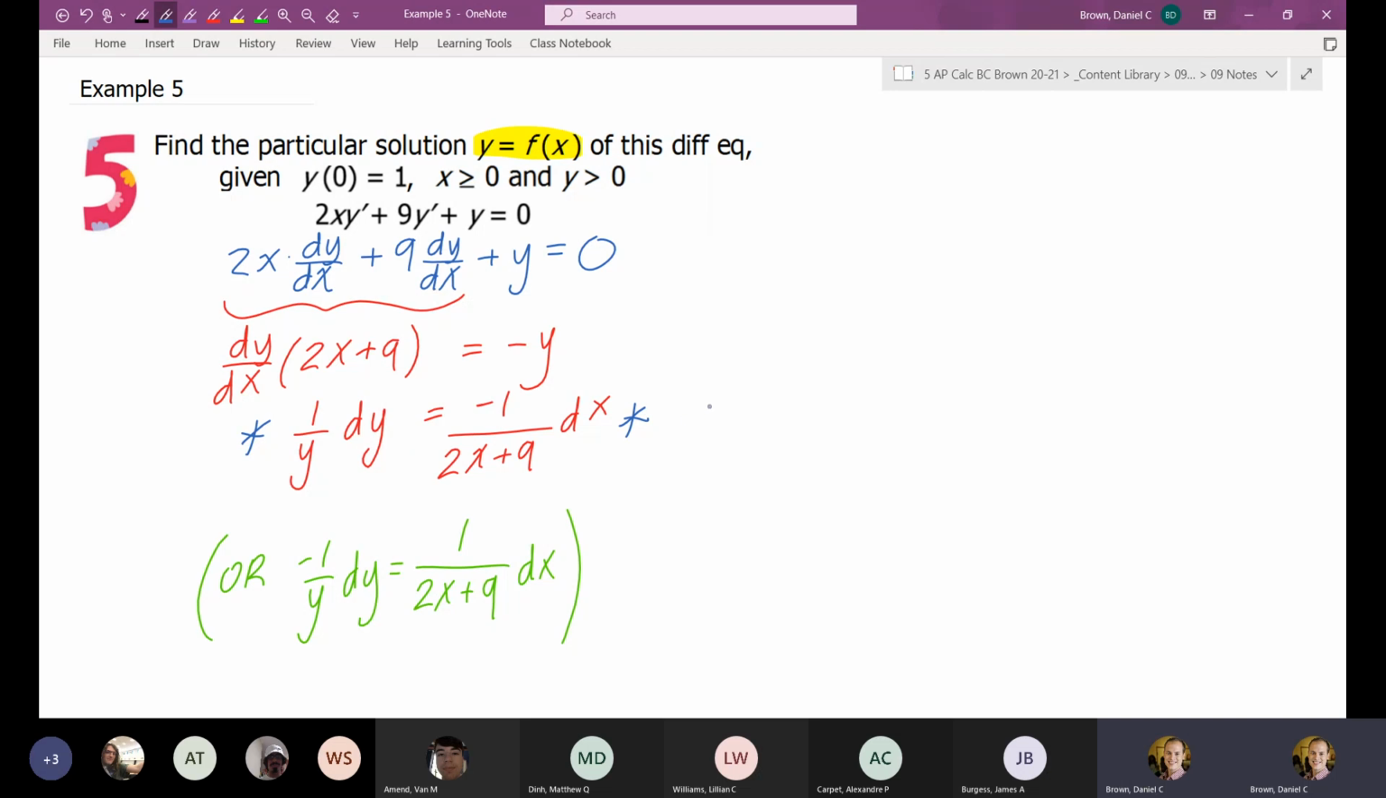So solving this, we know that after separating our variables, we are going to integrate both sides. 1 over y is the natural log of the absolute value of y, which is equal to integrating this negative 1 over 2x plus 9. What integration method do I also need to be sure I use for that one?